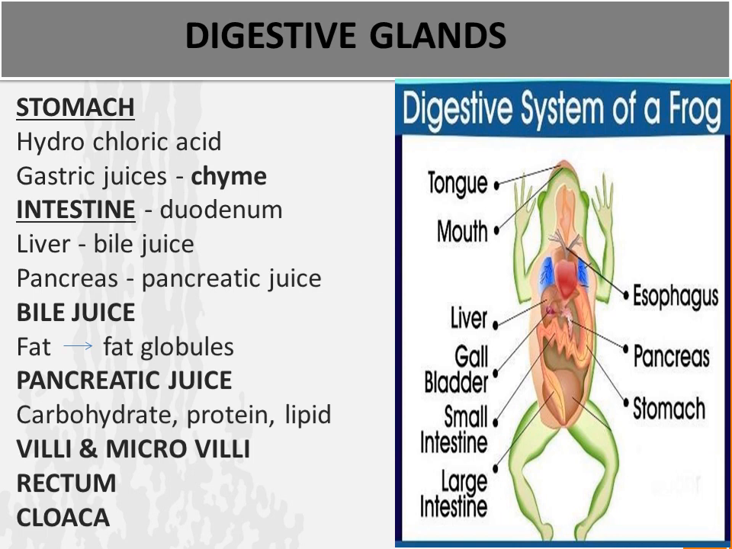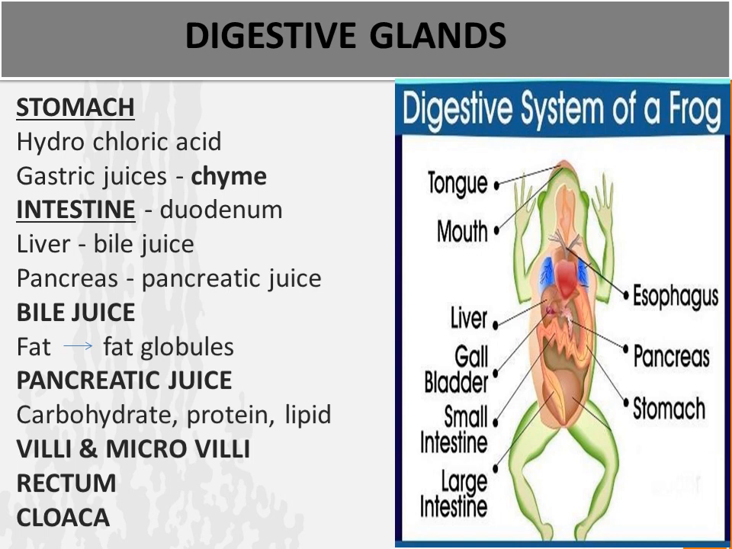So the mouth leads into the esophagus, and the esophagus leads to the stomach. In the stomach, the wall of the stomach secretes two secretions, right? One is hydrochloric acid, and the other is gastric juice.